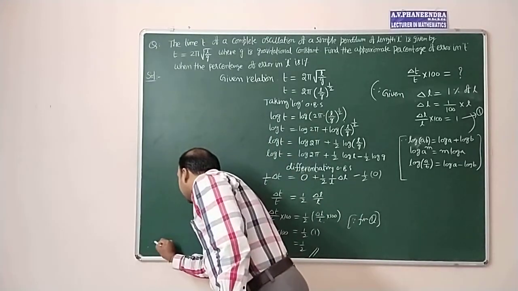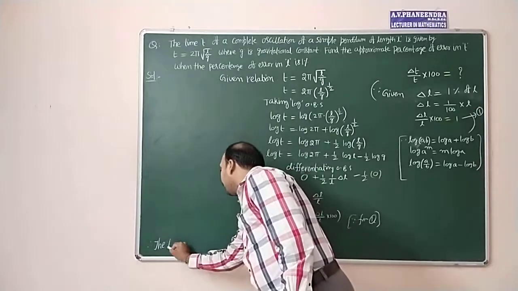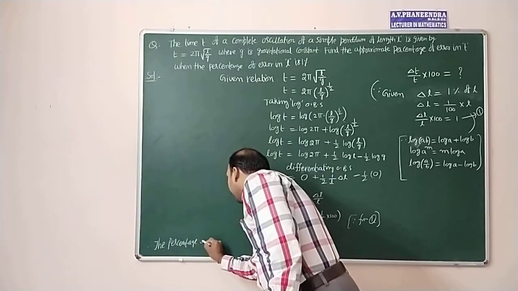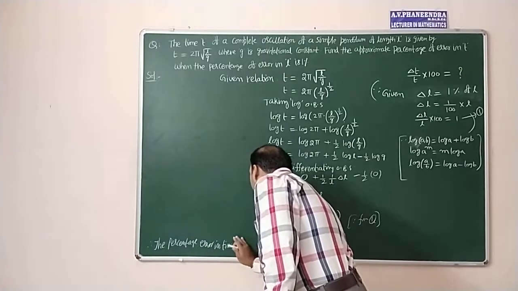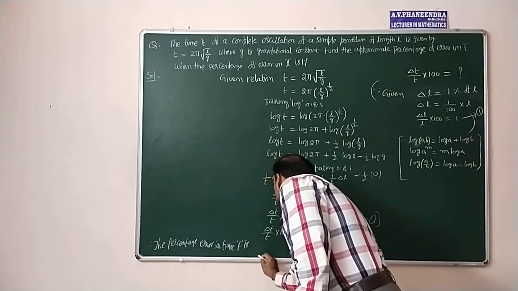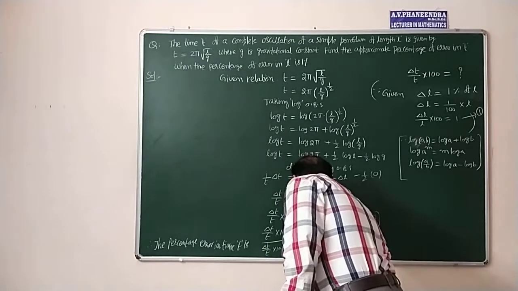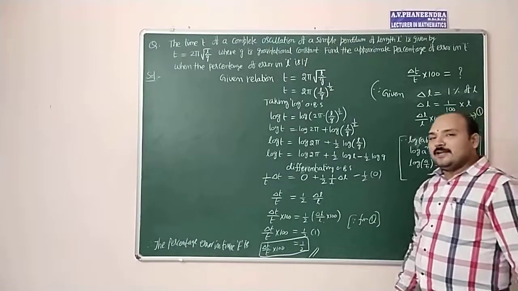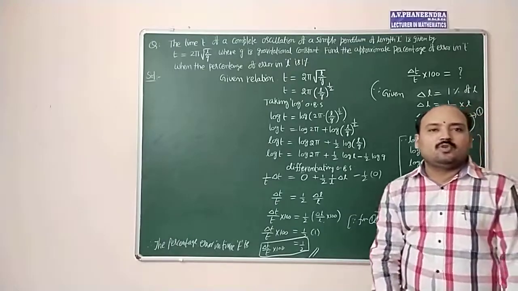Therefore, the percentage error in time T, ΔT/T × 100, is equal to 1/2. So if you want to write it in terms of half percent, we can write ΔT equals half percent of T.